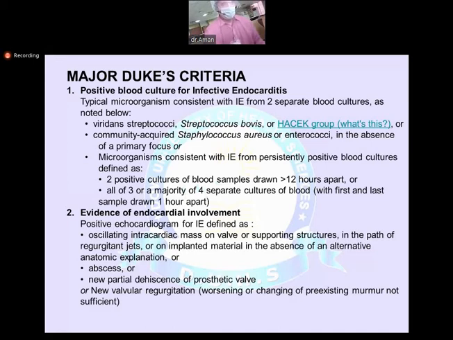Okay, the evidence of endocardial involvement: a positive echocardiogram is important for infective endocarditis, showing an oscillating intracardiac mass on the valve or supporting structures in the path of a regurgitant jet, or on implanted material in the absence of an alternative anatomic explanation. Abscess, new partial dehiscence of a prosthetic valve, new valvular regurgitation. So echo is a diagnostic clue. It will give the diagnostic clue, and the blood culture you send is also an authentic source for the diagnosis.